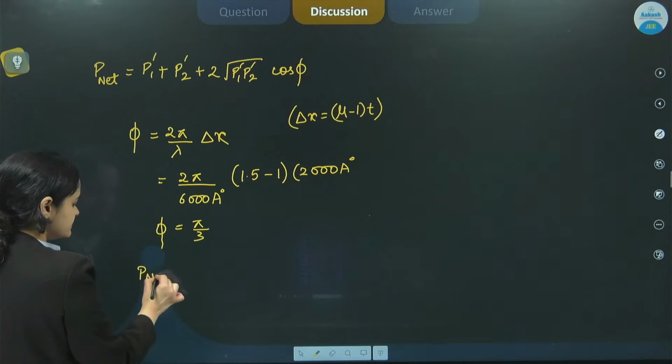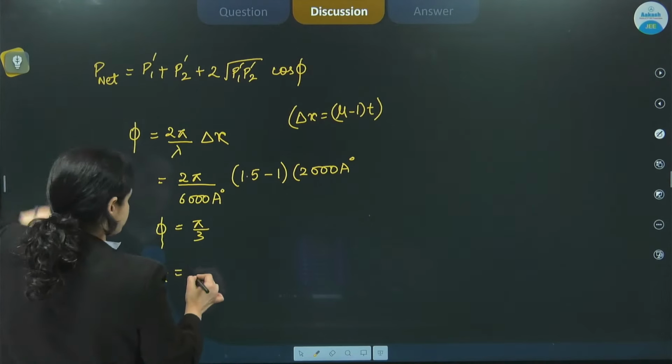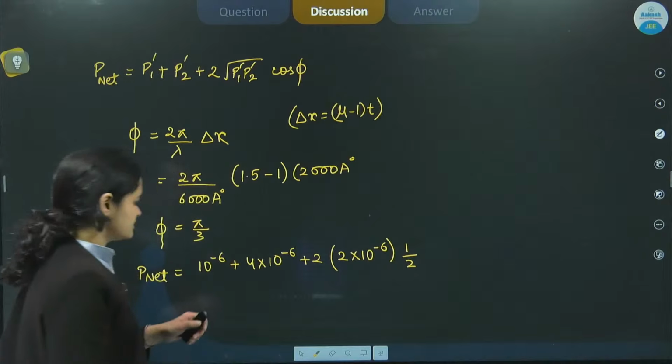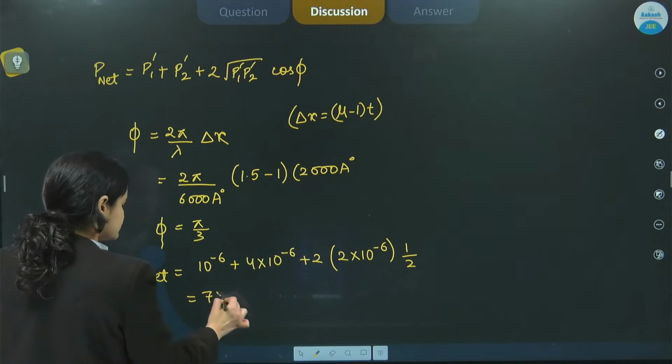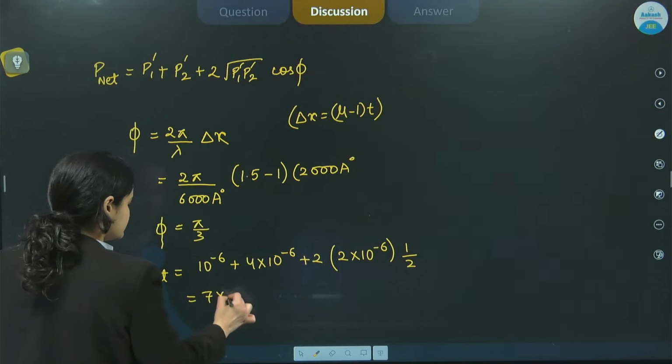So P net is turning out to be, this was 1 micro, that is 10 to the power minus 6. This is 4 micro plus 2 times of, ये हो जाएगा, root में है तो 2 times of 10 to the power minus 6 into 1 upon 2. ठीक है. So here we are getting 4, 5, 6, 7 will be the answer. 7 micro. 7 into 10 to the power minus 6.